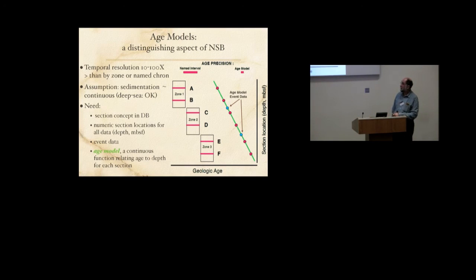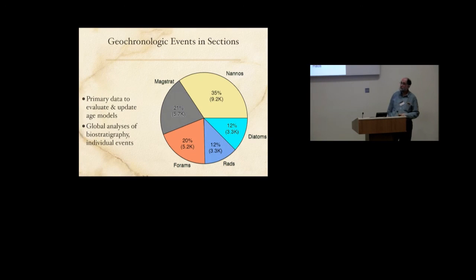But you also have to have then a database that supports that, including section concepts. You have to have the actual numerical values for the locations, which is meters below seafloor for deep sea data. You have to have event data in order to be able to make age models. In this case, there are just two zonal boundaries here, those blue dots. And then eventually you wind up with an age model, that green line that relates continuously the depth to the geologic age.